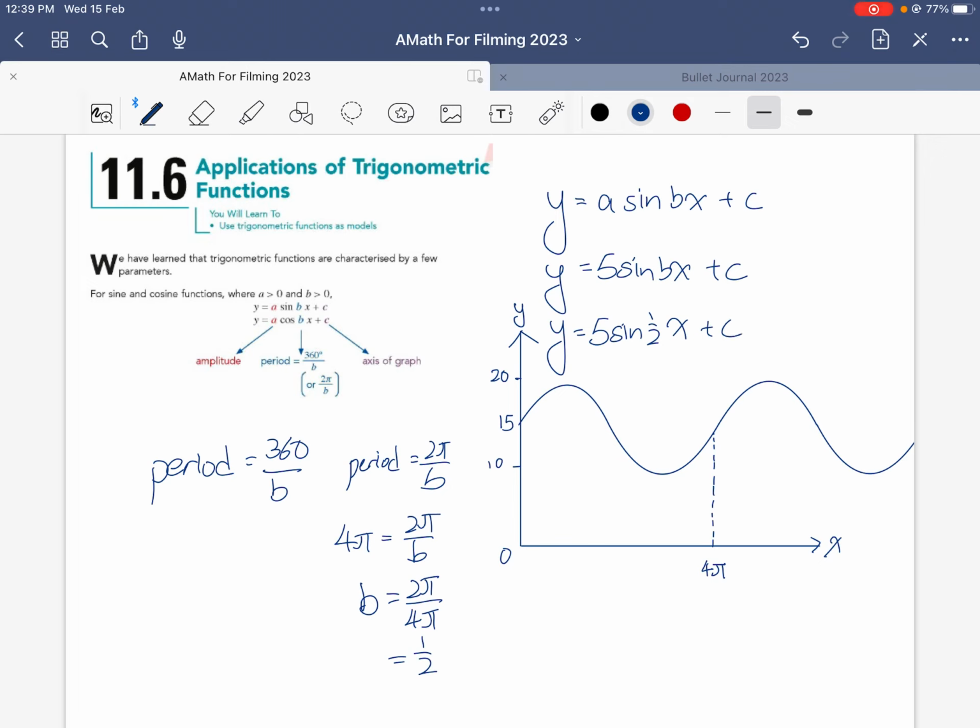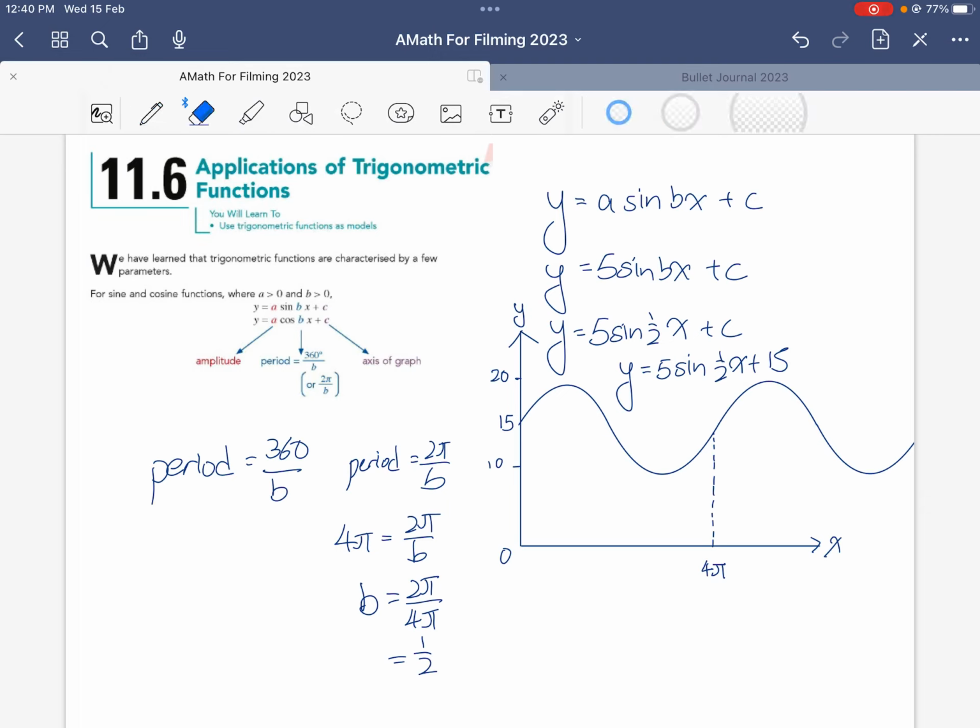C is the displacement of the graph. It can be seen from the axis of the graph: the sine graph should start at 0, but now the graph has shifted. It should be like this, but it's now shifted upwards, from 0 up to 15. So my c value itself is equal to 15. So my graph here gives me 5 sine half x plus 15. That is how I use these concepts to get the amplitude, the period, and what I call the c value itself.